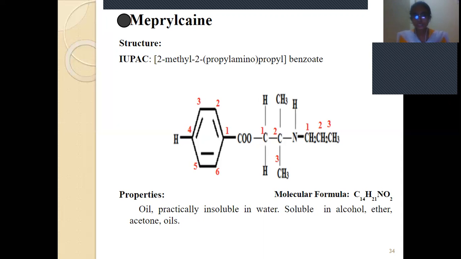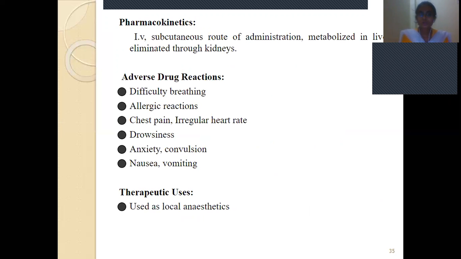And the properties are, it is oily in nature, insoluble in water, and soluble in alcohol, ether, acetone and oils. Pharmacokinetics: the routes of administration are intravenous and subcutaneous, metabolized in the liver and eliminated through the kidneys. Adverse drug reactions are difficulty in breathing, allergic conditions, chest pain, irregular heart rate, drowsiness, feeling of anxiety, convulsions, nausea, and vomiting. Uses: it is used as a local anesthetic.